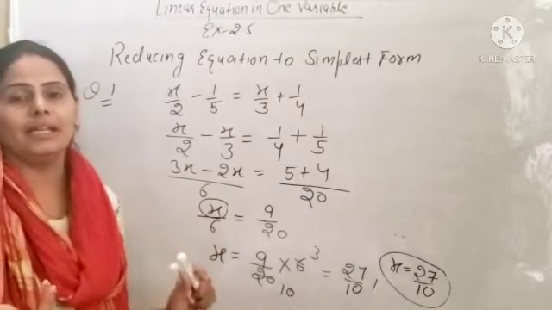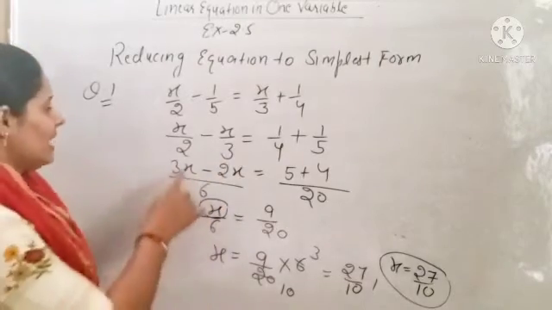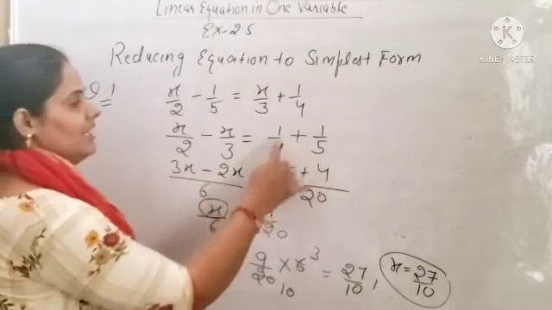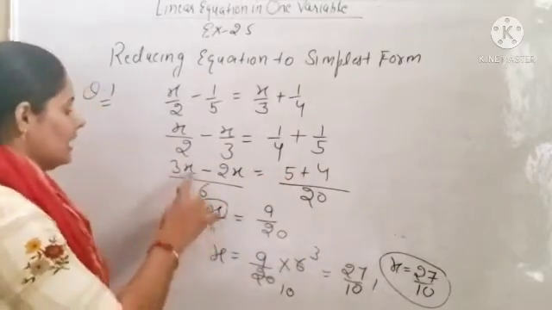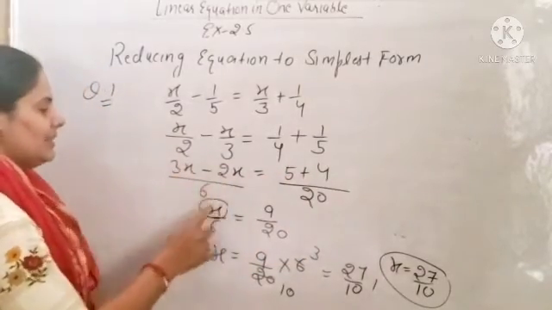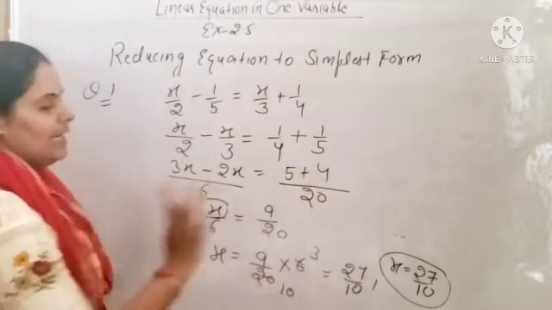So how will you solve, beta? By taking the LCM. You will take the LCM of 2 and 3, so it will be 6. So 3x minus 2x, and on the right hand side you will also take the LCM of 4 and 5, so it will be 20, and 5 plus 4. So on the left hand side you will get 3x minus 2x is equal to 1x upon 6, and on the right hand side 5 plus 4, 9 upon 20.